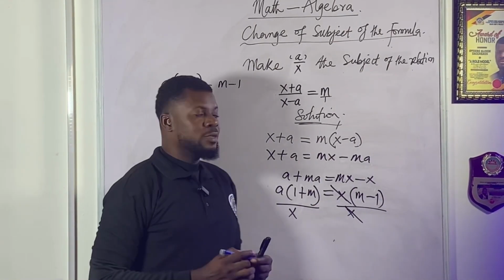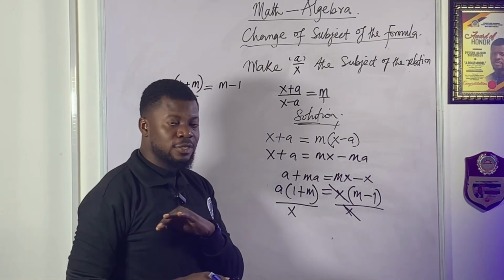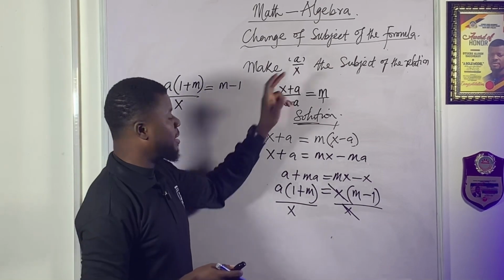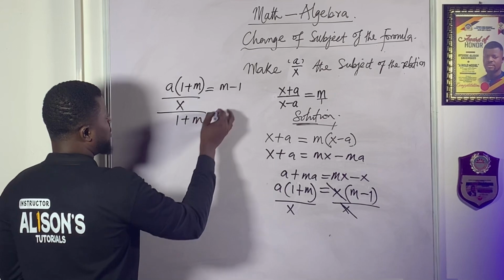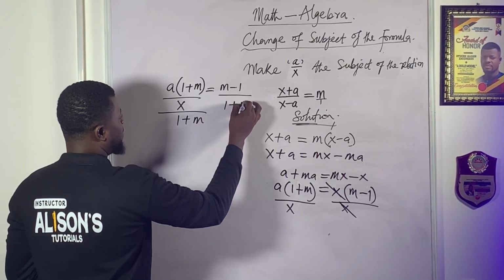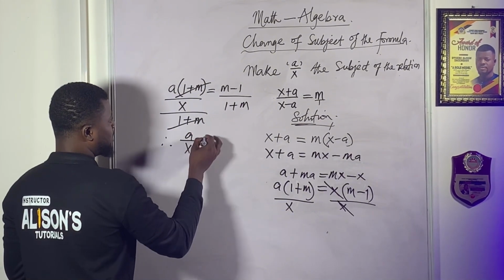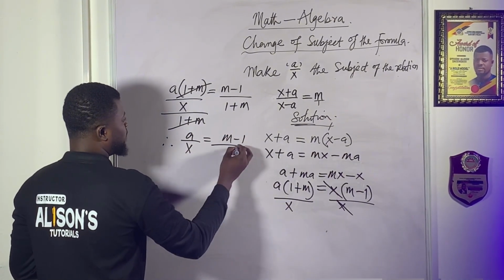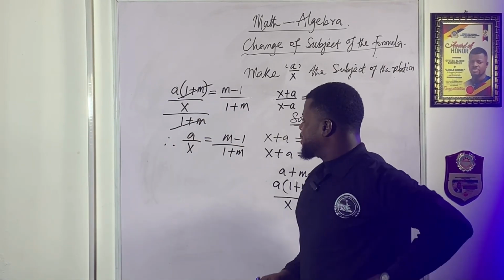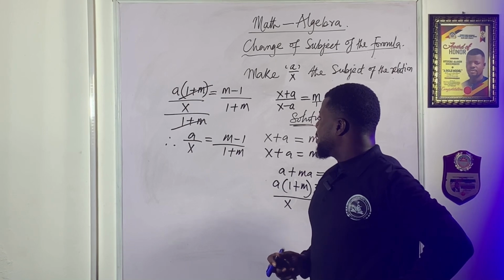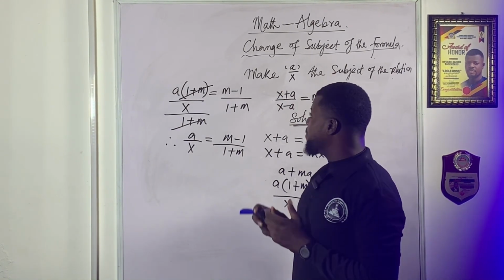So what do we need to do? We need to remove this 1 plus m. We need to pull it away so that we just have e over x left. To achieve that, we divide both sides by 1 plus m. We do the same thing here, 1 plus m. So this cancels out with this. Therefore, e over x equals m minus 1 over 1 plus m. Does that make sense? All right, so we've been able to achieve this by making e over x the subject of the relation.